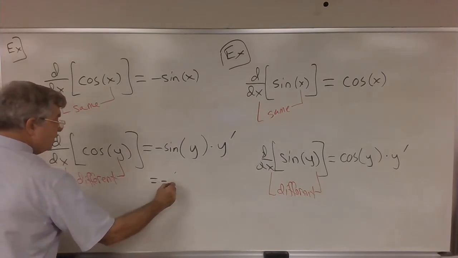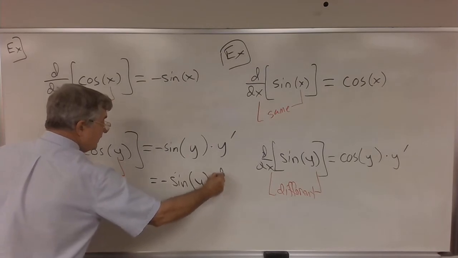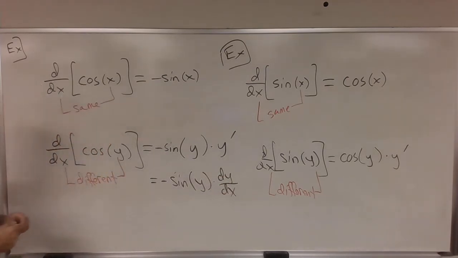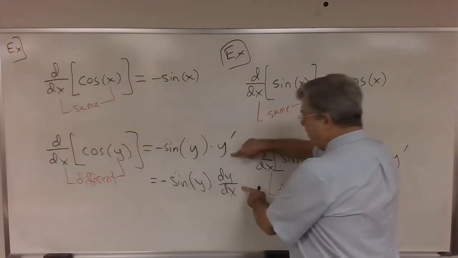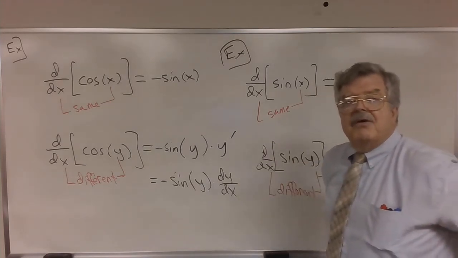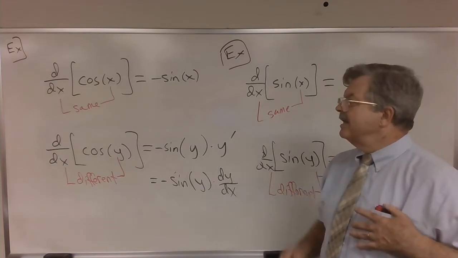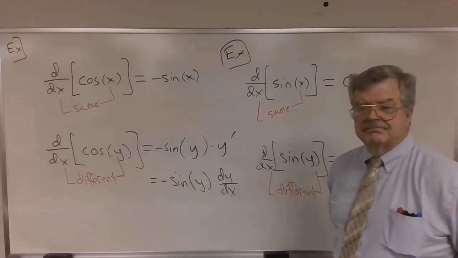So negative sine of y, negative sine evaluated at the inner y, times the derivative of the inner. And we could also write that as negative sine of y dy/dx. Just two different ways of denoting the same thing. So there are our preliminaries for implicit differentiation.